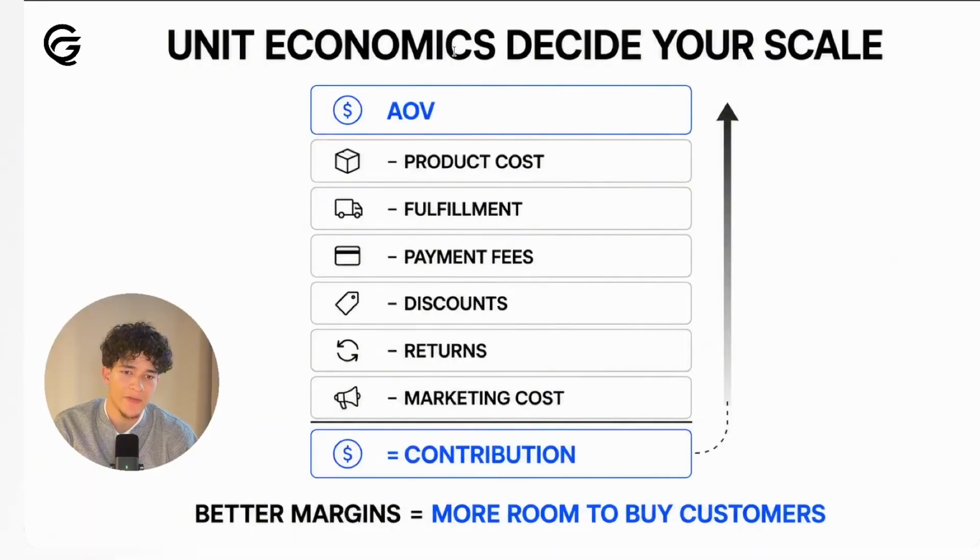Unit economics are the financial structure of one order or one customer. And this is the math that decides how aggressive you can be in your ads manager, how aggressive you can be in your marketing. It starts with your AOV, and then you subtract all the things like product cost, shipping, fulfillment, payment fees, discounts, returns and refunds, marketing costs, and at the end you see contribution. And that contribution is the real room you have to acquire customers.